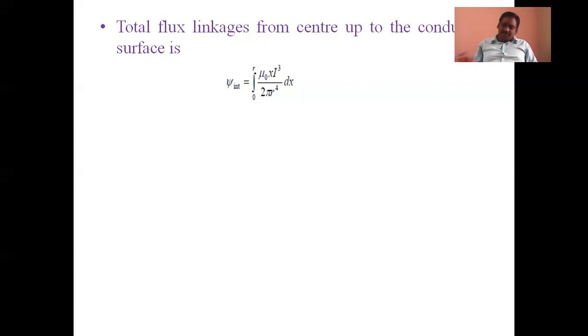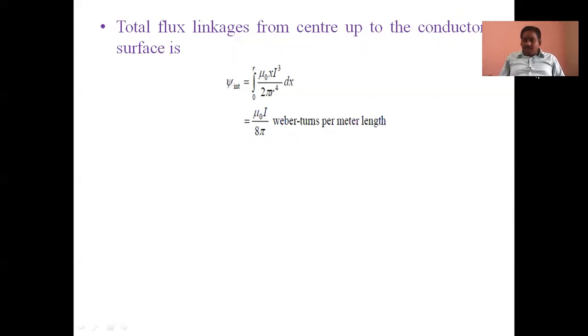∫dψ means ψ. Then the constant here is μ₀ I by 2πr⁴. Then ∫x³ dx. What are the limits now? x means the differential radius, and the maximum radius is r. That's why the integration is from 0 to r. Then finally μ₀ I by 2πr⁴ times ∫ from 0 to r of x³ dx, which is x⁴ by 4.